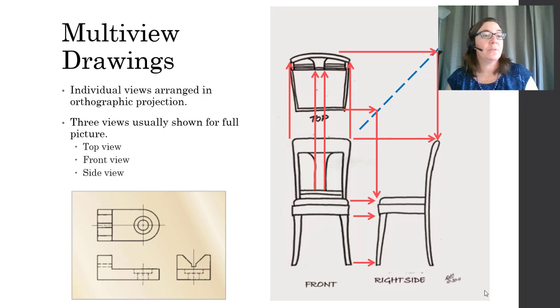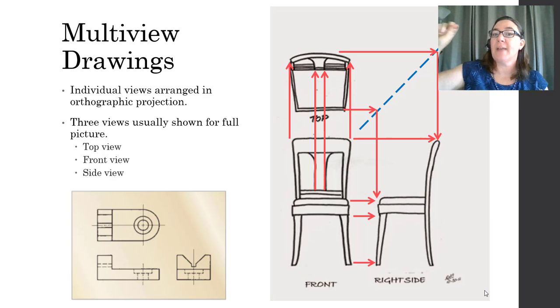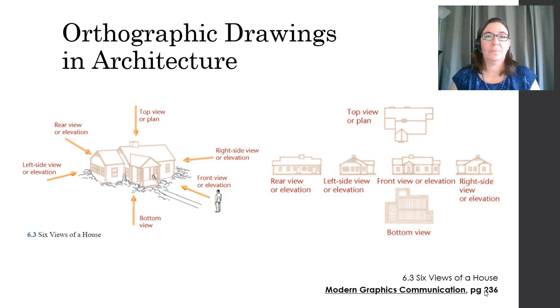Usually we show three views, top, front, and side, but if you need to, you can add additional views. Take a look here at the chair drawing. This should bring back some good memories. And remember how your top, front, and right side views are aligned. Especially, don't forget that important diagonal to relate your top and your side view. Orthographic drawings are very commonly used in architecture. Plans, elevations, and sections are all orthographic drawings.